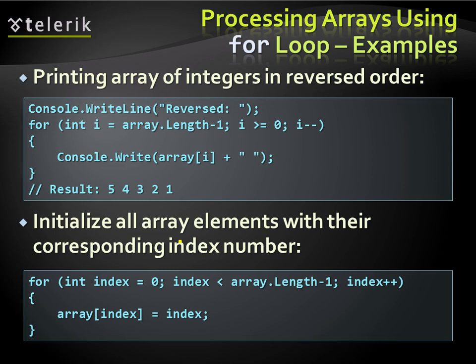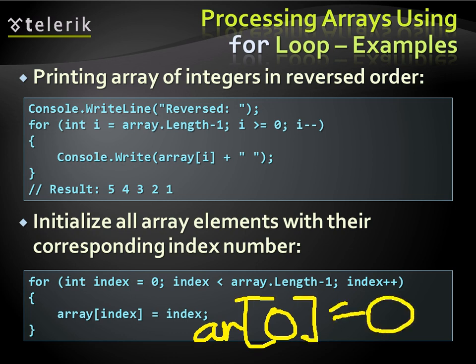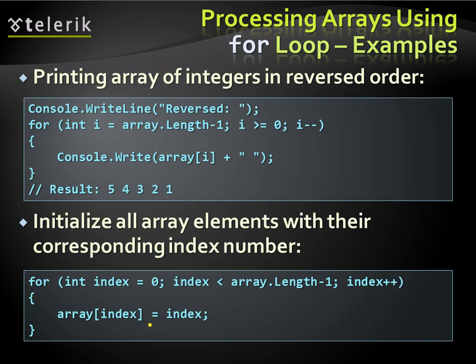And we can also initialize the array values with the index. For example, at position 0, we'll have a value of 0. At position 1, we'll have a value of 1, etc. This is a simple initialization. You can use this to check your algorithms.